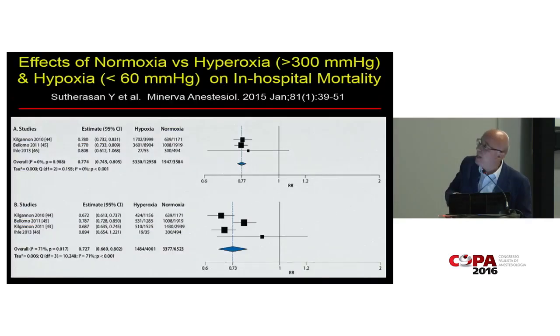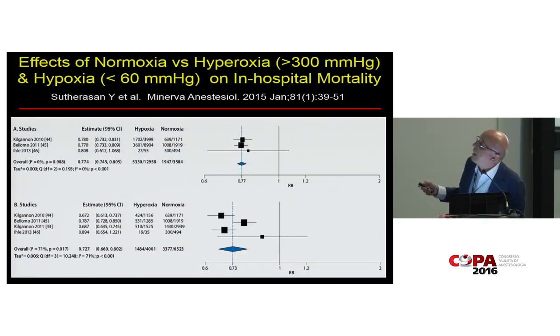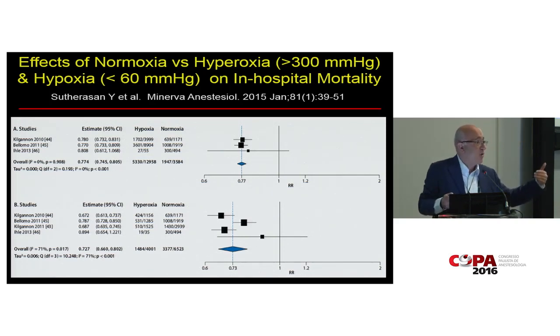What about oxygen and CO2 after cardiac arrest? This is a meta-analysis we performed again with UDA. This is looking at hypoxia and normoxia. Hypoxia is defined as less than 60. And you see here that there is a clear increase in mortality when you have hypoxia in these patients, which you have to avoid. And in this particular meta-analysis, we also found hyperoxia, higher than 300, was associated with worse outcome.